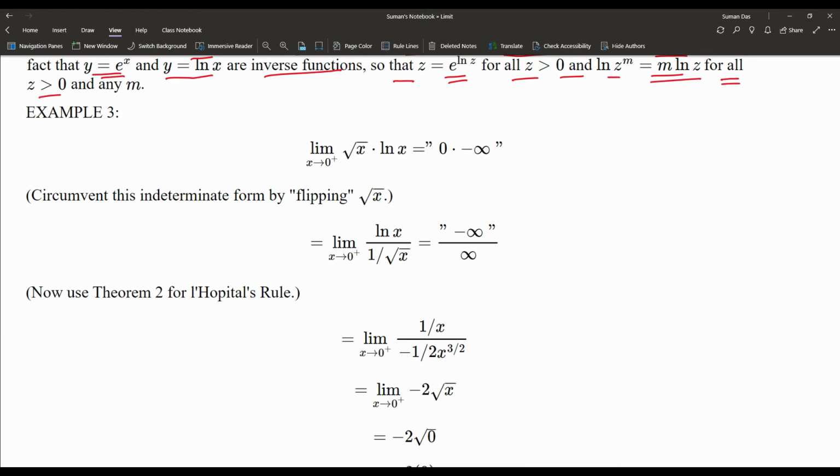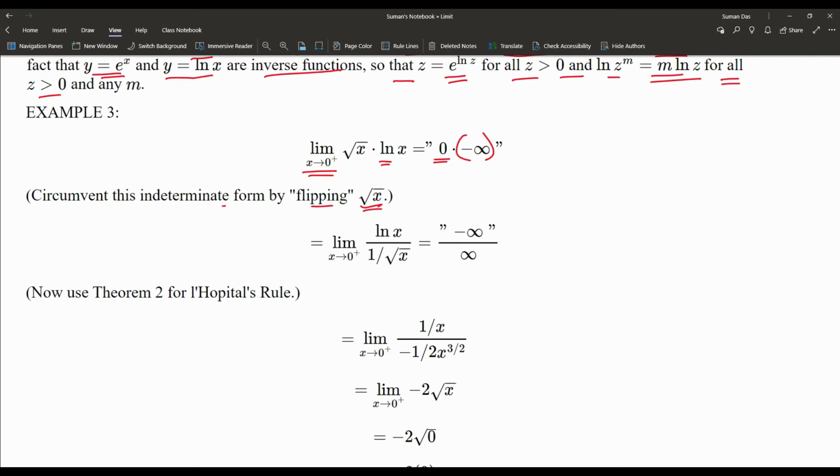In the third example, the limit is given as limit x tends to 0 plus, square root of x times log x, and putting the value of x as 0, here we are getting the result as 0 into minus infinity. So we can now use L'Hopital's rule here. How? Just circumvent this indeterminate form by flipping the square root of x.